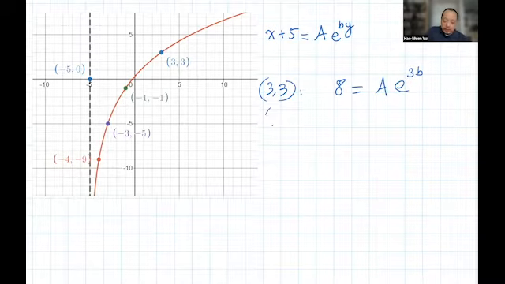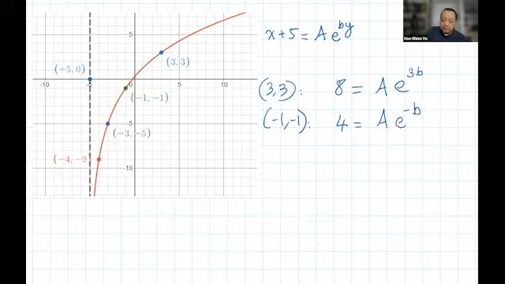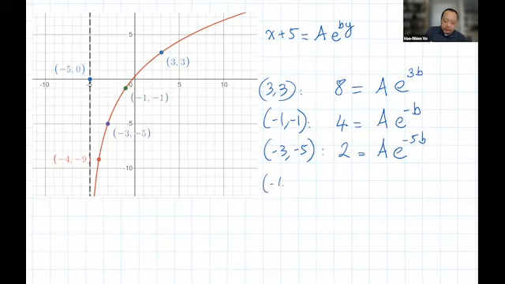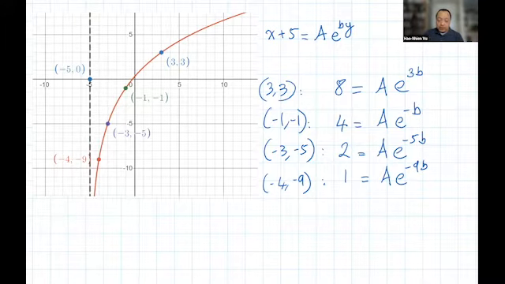The point (-1, -1): negative 1 plus 5 is 4. The third point, (-3, -5): negative 3 plus 5 is 2. And the last point, (-4, -9): negative 4 plus 5 is 1. And we're going to solve these equations for capital A and little b.